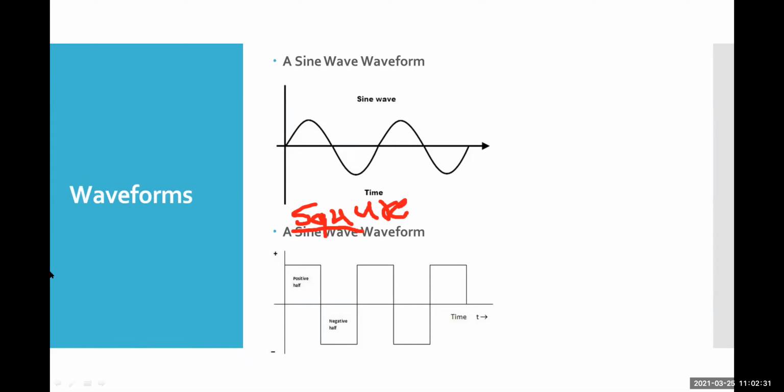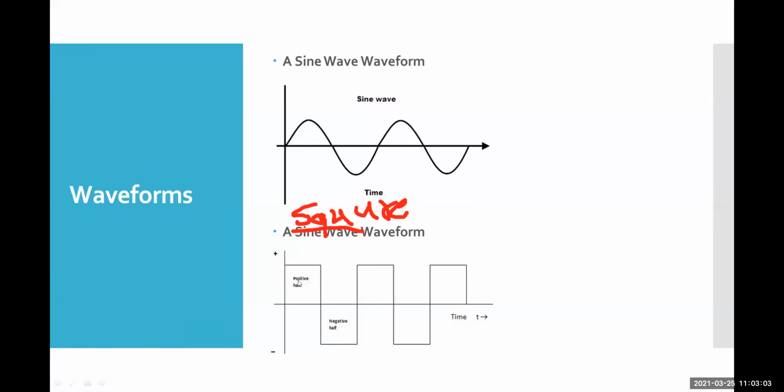Someone asked me, sir, what is the main difference between the square wave and the rectangle wave? In the square wave, we calculate the time delay between rise and the time delay between fall. In each square wave, the time delay is fixed. Suppose in the first positive half, the time delay is 5, in the negative half the time delay is 5, again positive half 5, negative half 5. So this is the square.